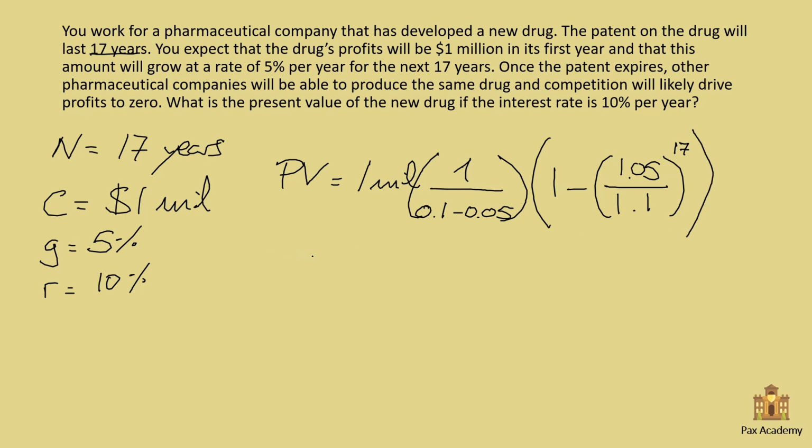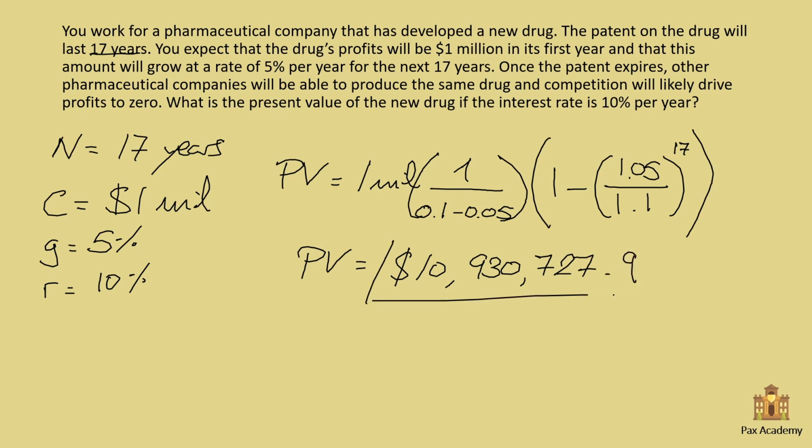Now we need to solve each bracket first. And if you plug all these numbers into the calculator and calculate it correctly, you should get that the present value of this annuity is equal to $10,930,727.9. So this is the present value of this annuity. And this is how to calculate the present value of a growing annuity.